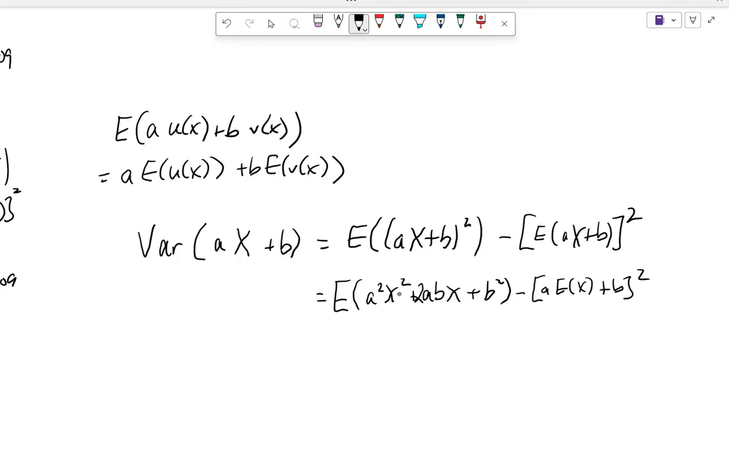So notice you have to do it in the reverse order, right? This one I'm going to square first and then do the expected value. This one we're going to do the expected value first and then square. So that was why I did it in that order.